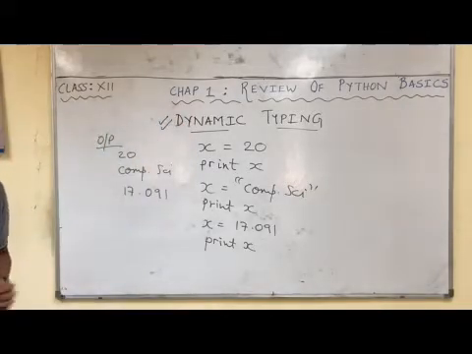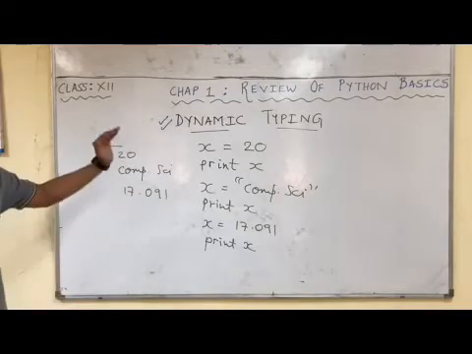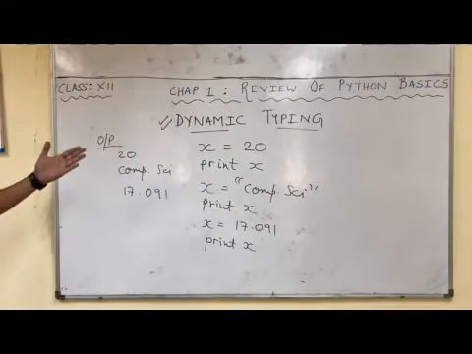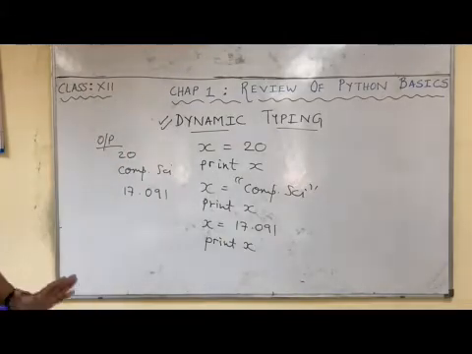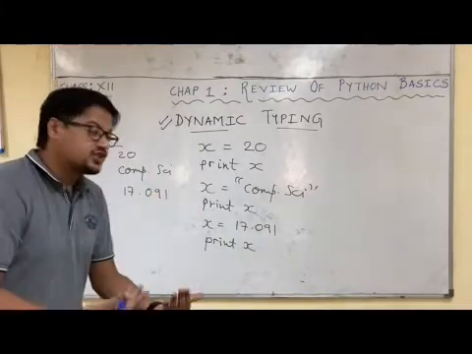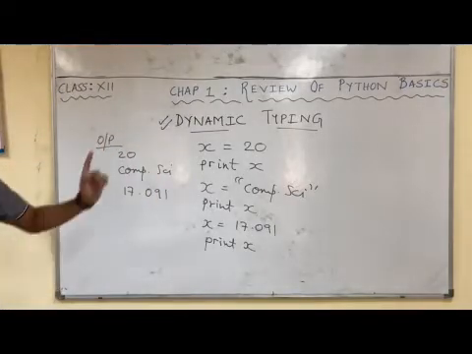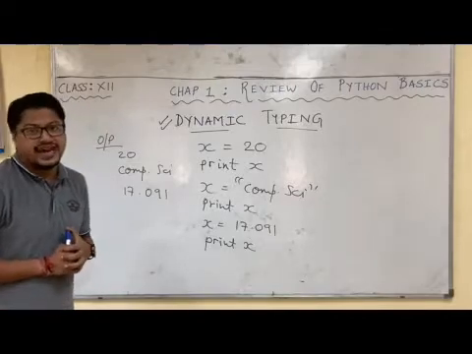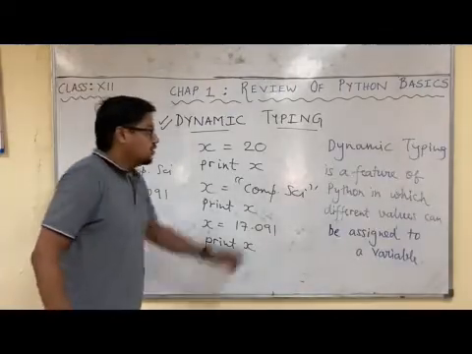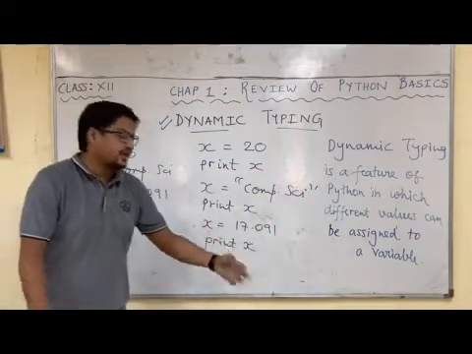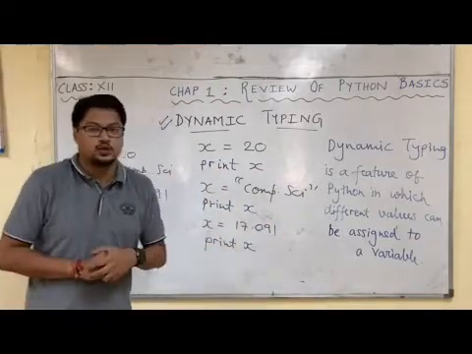I repeat once more, students. You observe the example. The variable x has been given multiple values, that is integer, string, float. This feature of Python by which a single variable can be assigned different data type values is called dynamic typing. Okay, so dynamic typing is that feature of Python in which different values of different data types can be assigned to a variable.